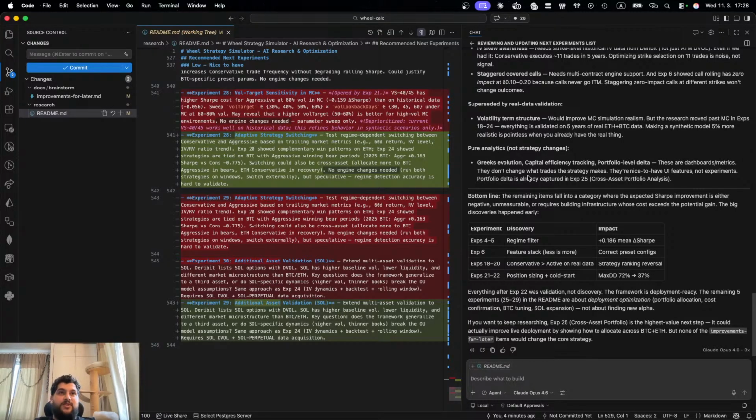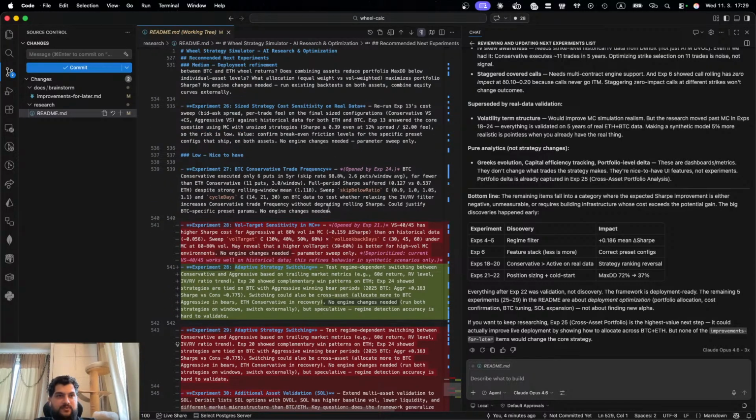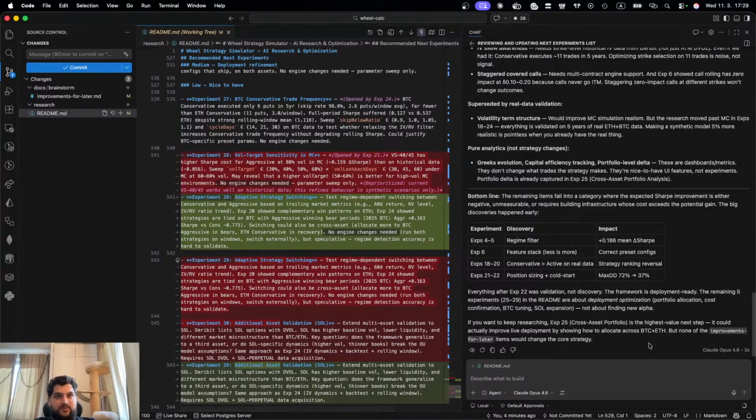Okay, bottom line, the remaining items fall into a category where the expected Sharpe movement is either negative, unmeasurable, or requires building infrastructure whose cost exceeds the potential gain. The big discoveries happened early: regime filter, feature stack, less is more, conservative, active on real data, position sizing, and so on. If you want to keep researching, the highest value next step is across an asset portfolio. It could actually improve live deployment by showing how to allocate both, and none of the improvements for later.